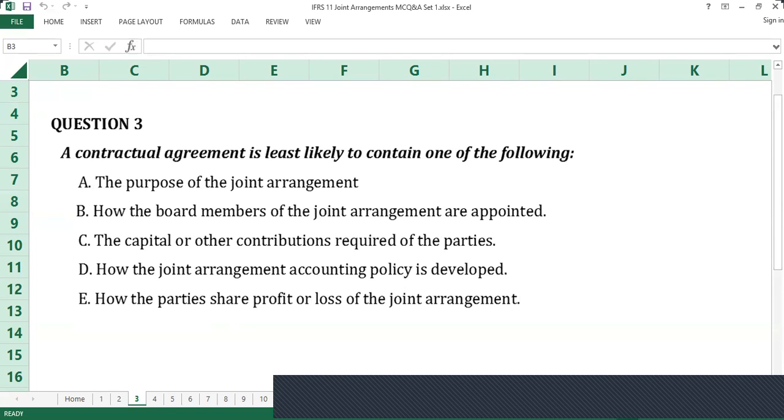Question number 3. A contractual arrangement is least likely to contain one of the following. A, the purpose of the joint arrangement. B, how the board members of the joint arrangement are appointed. C, the capital or other contributions required of the parties. D, how the joint arrangement accounting policy is developed. E, how the parties share profit or loss of the joint arrangement. Time counts.